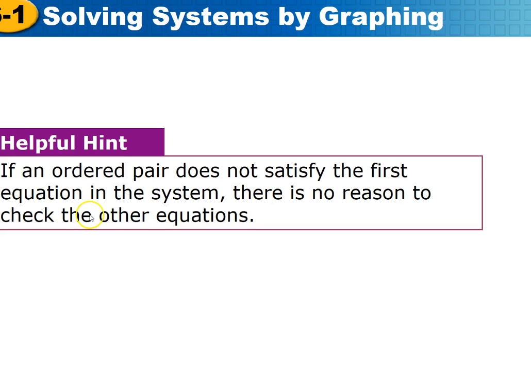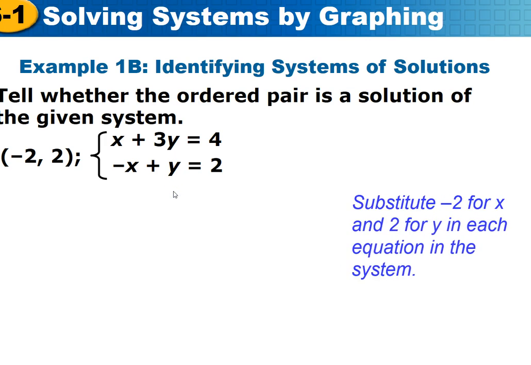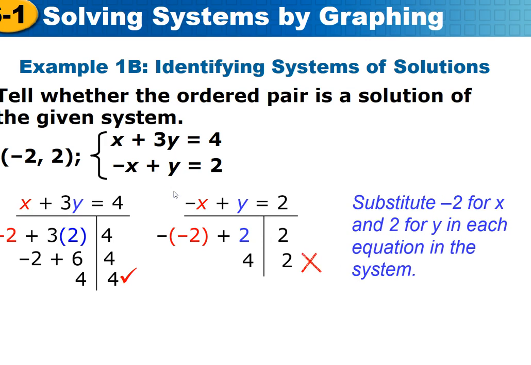If the ordered pair does not satisfy the first one, don't check the second one, because the only way that this can be a solution is if it satisfies x and y. So if this is incorrect, then you're not going to go any further. See, right there, you're going to stop.